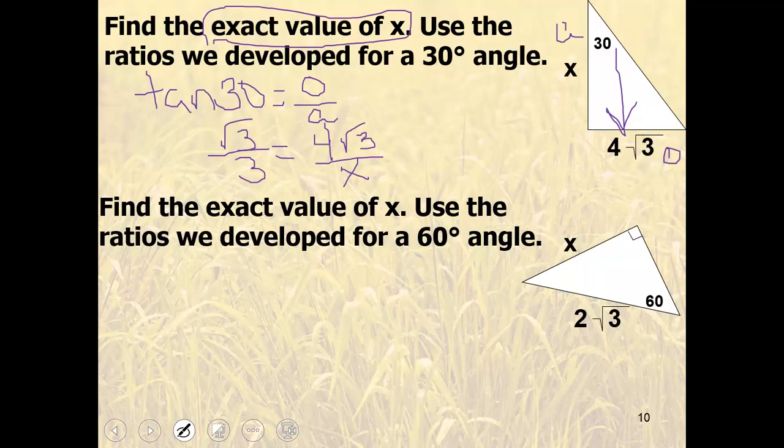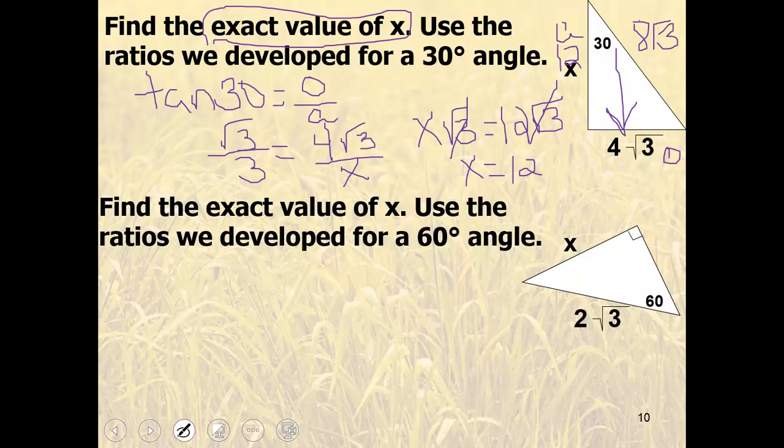So I get x times the square root of 3 equals 12 square roots of 3. So x has to equal what? 12. So this has to be 12. If you were asked for this one, it's easy. That's just going to be 8 square roots of 3. Double that. Okay. All right.